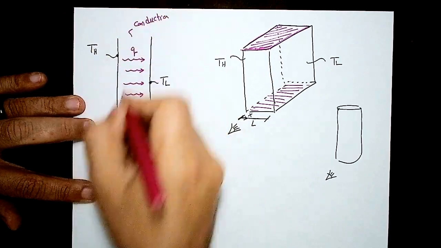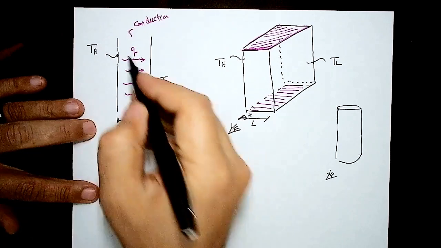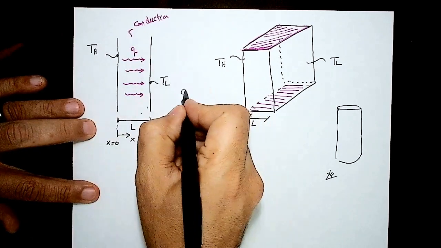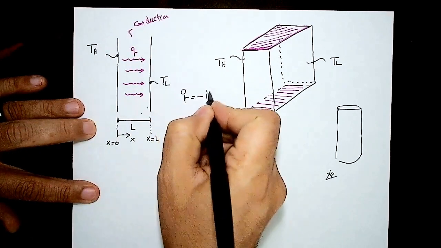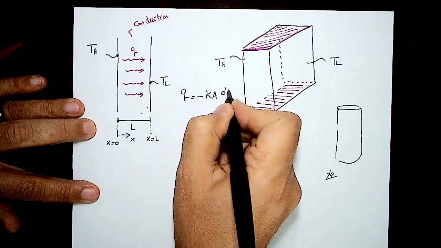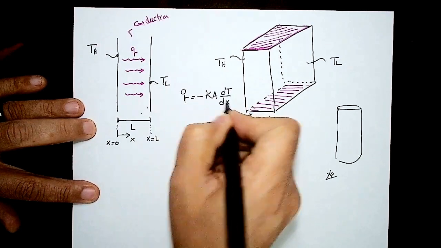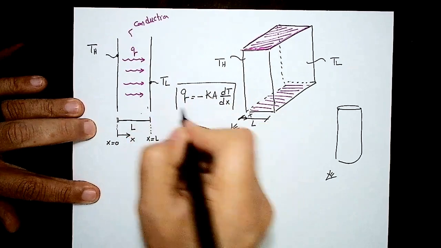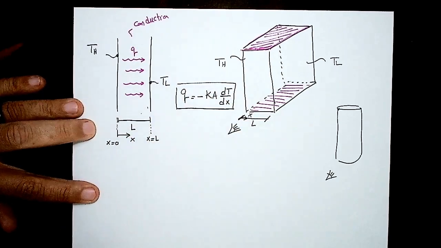That's going from this face to this face. So this is Q. Let me write down the equation again. Q is equal to minus K A dT by dx. That's Fourier's law for conduction.